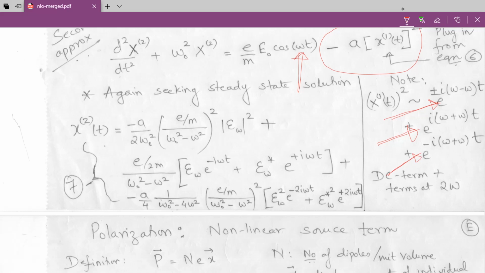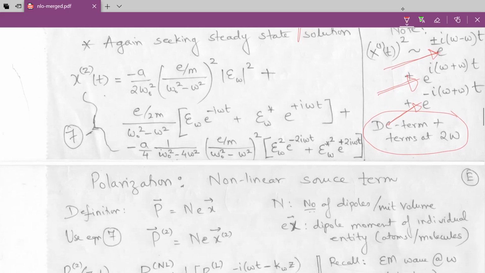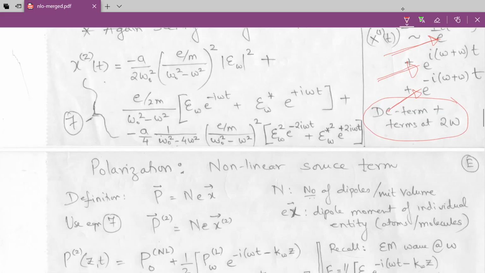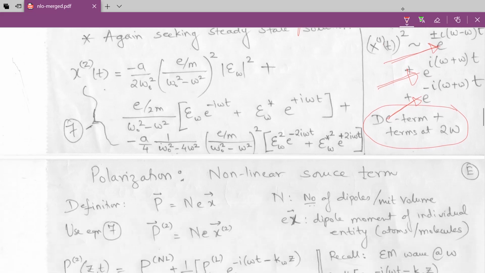So you see what I have got is a DC term drive and a drive at 2 omega. And again I am doing the same exercise, seeking the steady state solution of this driven oscillator, where now I got a drive which has a 2 omega as well as a DC drive. So essentially, again using the similar technique and equating the various frequencies, what I get is three terms. This is my equation number 7, which gives me three terms for the nonlinear solution of the above equation number 6. All right.